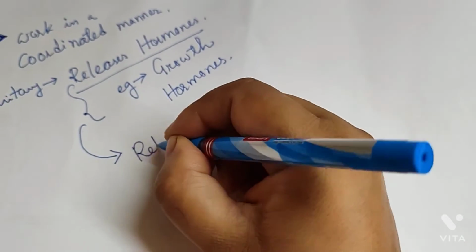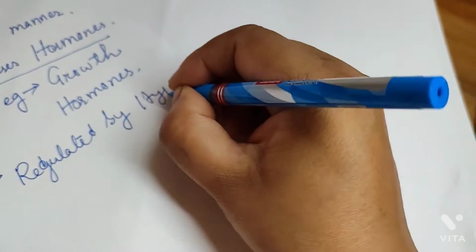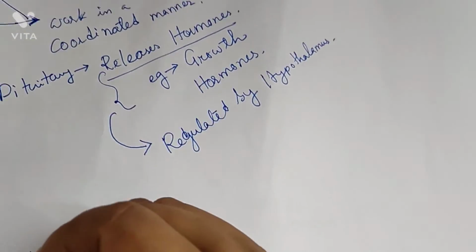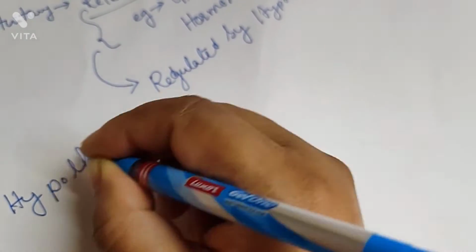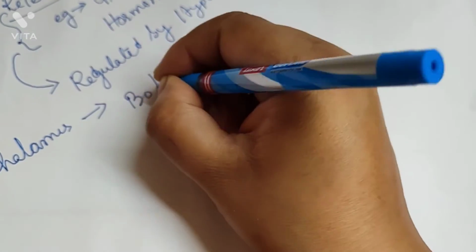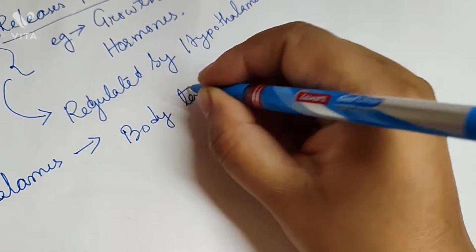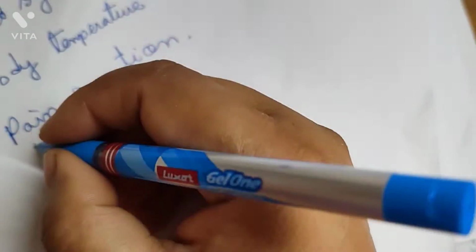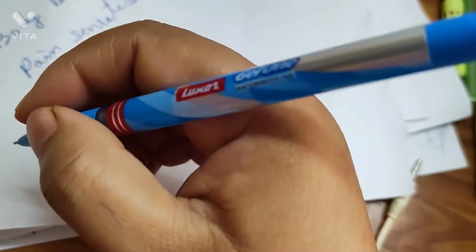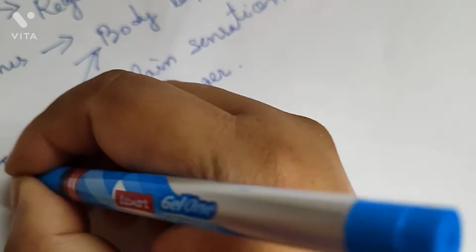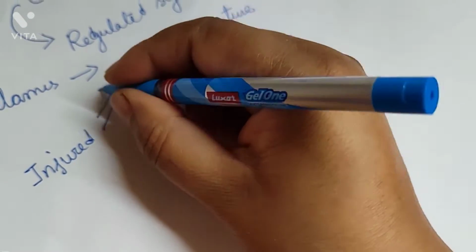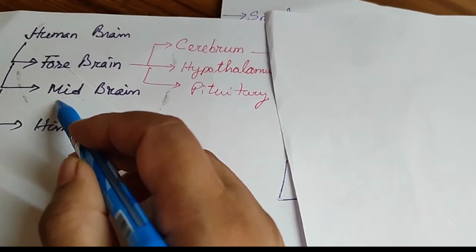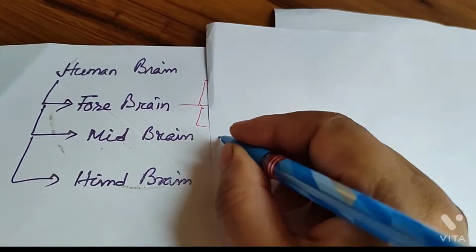These hormones are mainly regulated by the hypothalamus, and the hypothalamus is also involved in the maintenance of our body temperature. We can also feel pain sensation and hunger through this part. So any injury to the hypothalamus may leave us unable to maintain our body temperature.